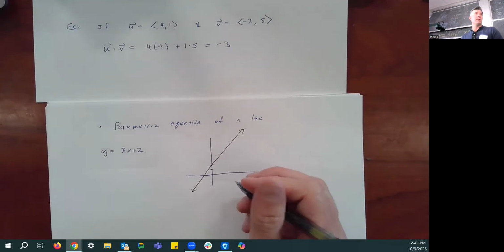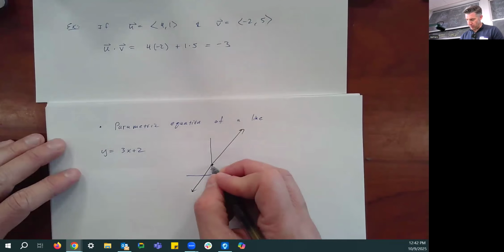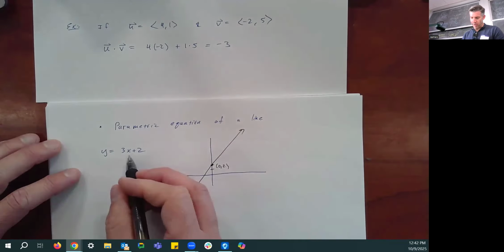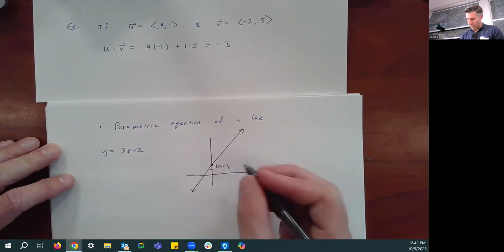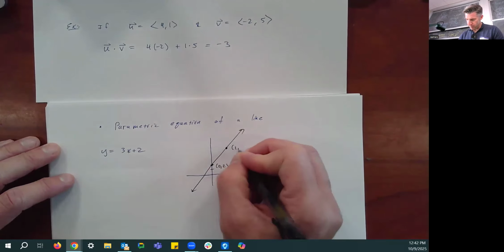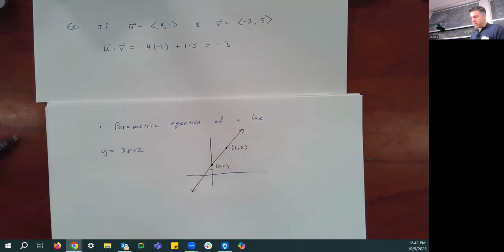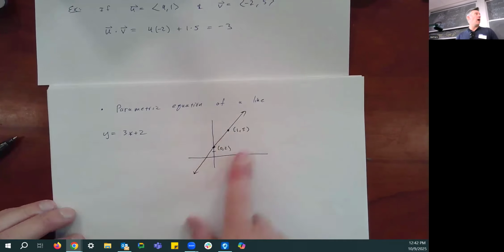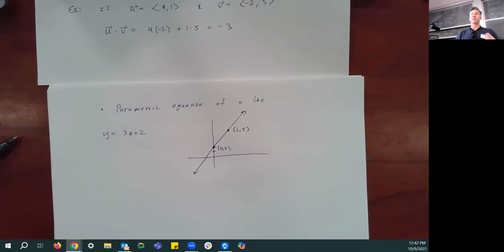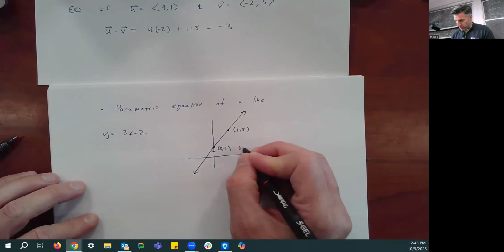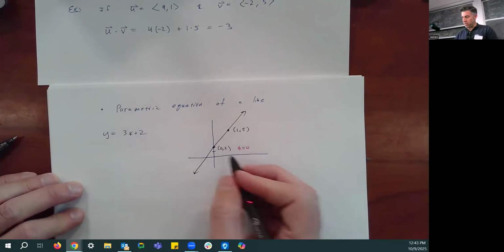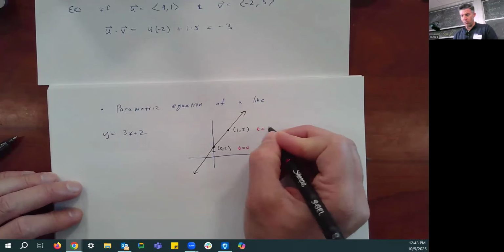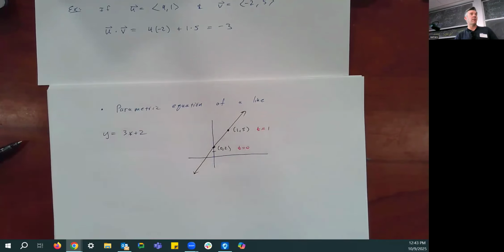And let's find 2 points on this line. So we've got the point 0, comma 2. And if I let x equal 1, I've got the point 1, comma 5. So here's the idea. Along this line, we're going to imagine a particle traveling. At time equal to 0, it crosses the point 0, comma 2. And then 1 second later, at time equal to 1, it crosses the point 1, comma 5.